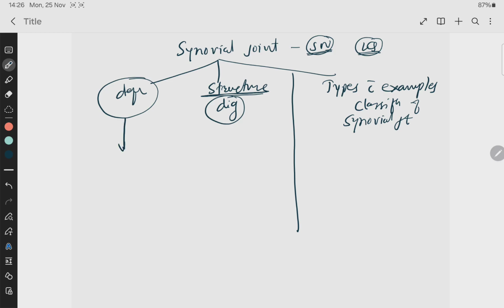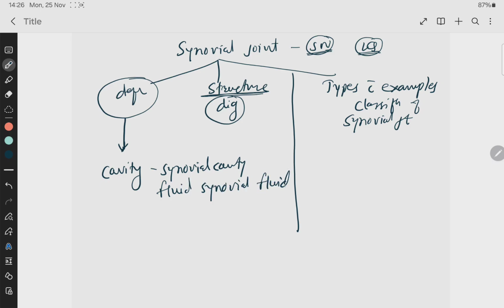So what is the definition of synovial joint? Synovial joint is the joint which has a cavity in it called as a synovial cavity, okay, which consists of a fluid in it called as a synovial fluid. So it is a type of joint where 2 bones are held together by a fibrous tissue that is called as the fibrous capsule, and between these 2 bones there lies a cavity that is called as a synovial cavity, which is filled with a fluid that is called as a synovial fluid. Such a structure is called as the synovial joint.